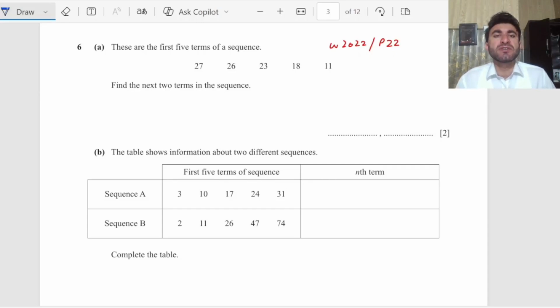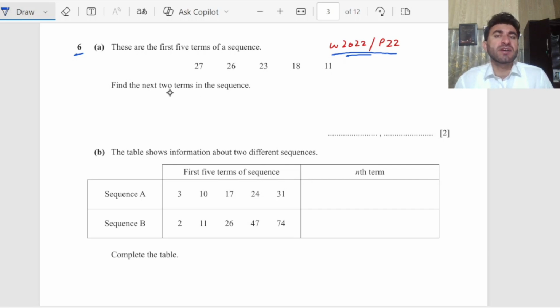So in this video, once again, we are doing some past paper questions of sequences and patterns from IGCSE past papers. This is a question from winter 2022, paper 2, variant 2, question 6. A part is, these are the first 5 terms of a sequence: 27, 26, 23, 18, 11. Find the next 2 terms of the sequence.